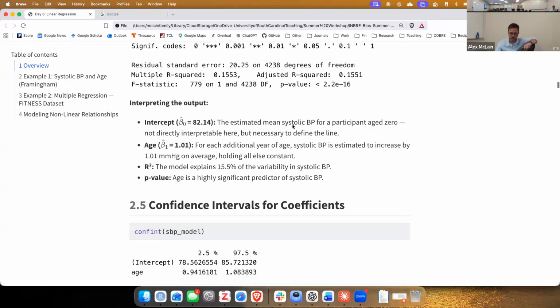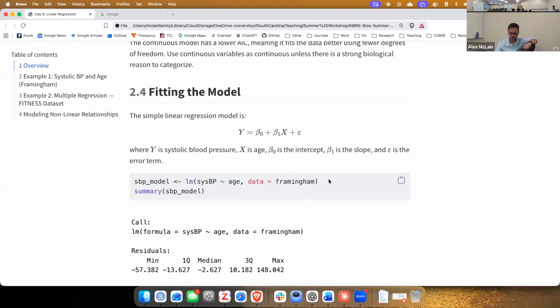If we want confidence intervals, okay, so let's look at this right here. We ran this model. We ran this lm: lm(SYSBP ~ age, data = Framingham). And we stored that as an object called SBP_model. So this is our systolic blood pressure model. This SBP_model has a lot of information to it. That's what we give to the summary. We say summary of this model tells us all the information.